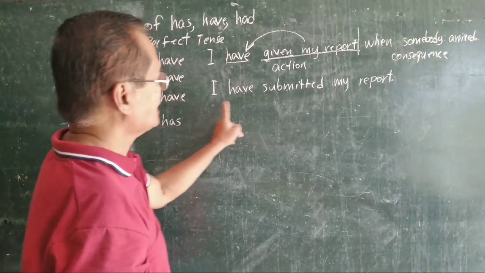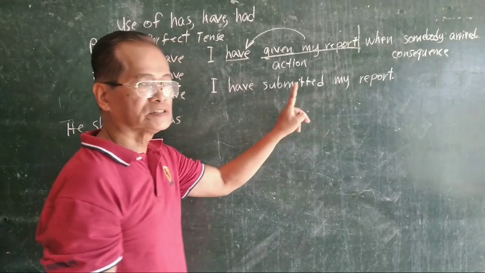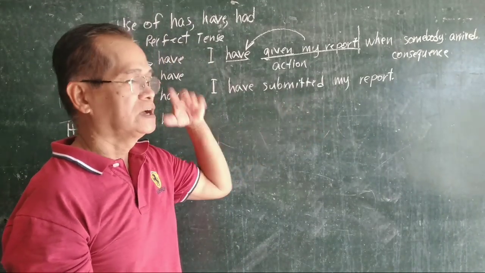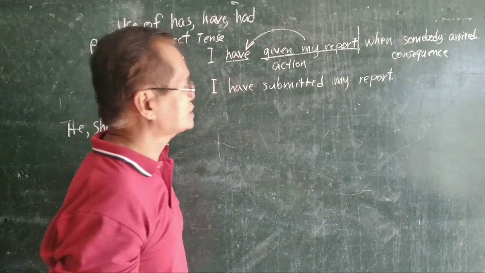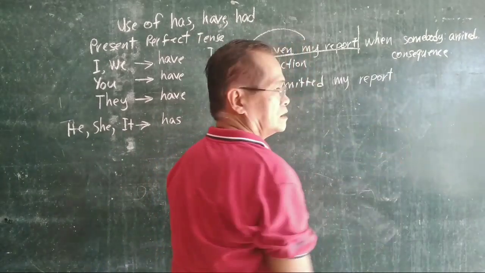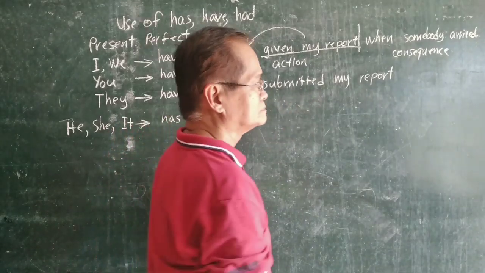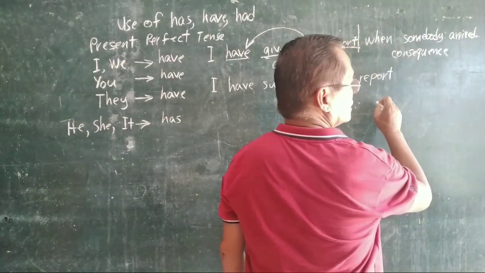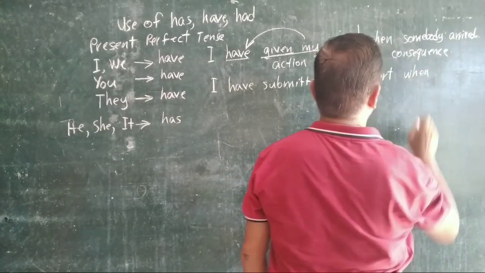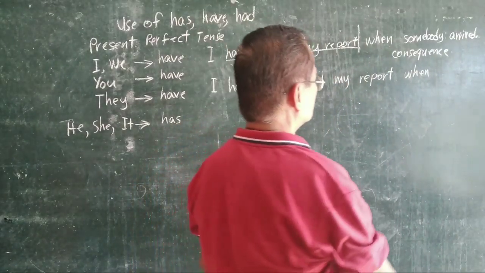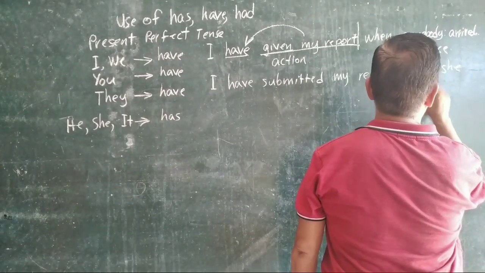Alright. Next, I have submitted my report. Now, this sentence tells about an action that happened in the past. We can add something here. We can add a subordinate clause. So, for example, I have submitted my report when she called me.